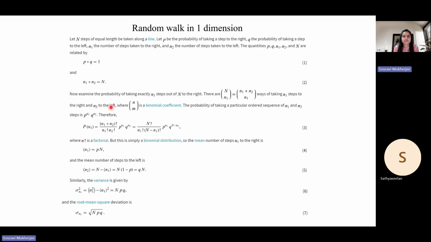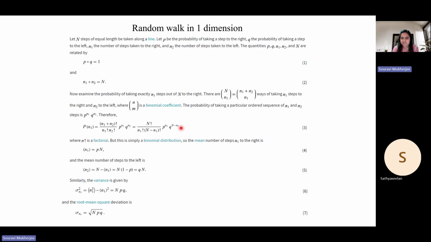Now you can take N1 steps to the right and N2 steps to the left. So N1 plus N2 will give you the total number of steps taken. If you're asked the probability that you have taken N1 steps to the right, then it's the typical binomial distribution. You write it as N choose N1, p to the power N1, q to the power N2. And this is how it looks.